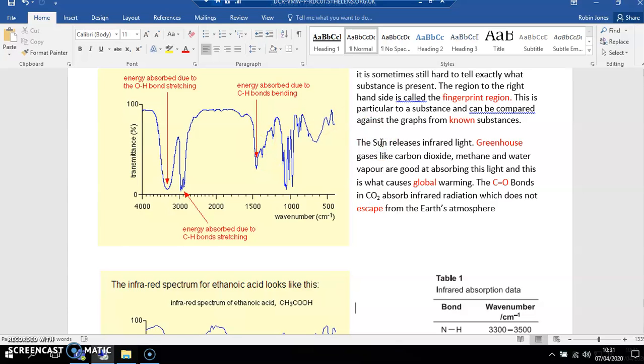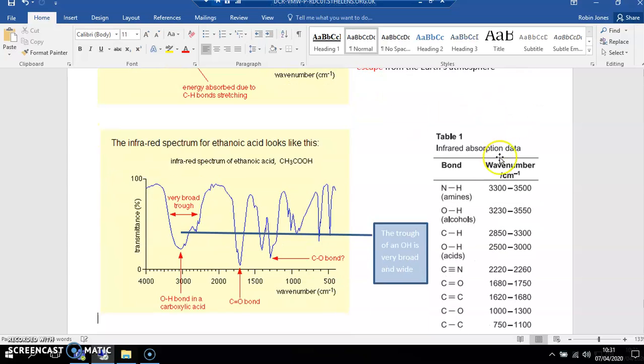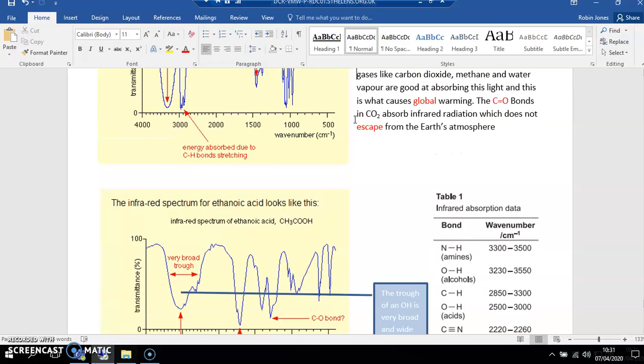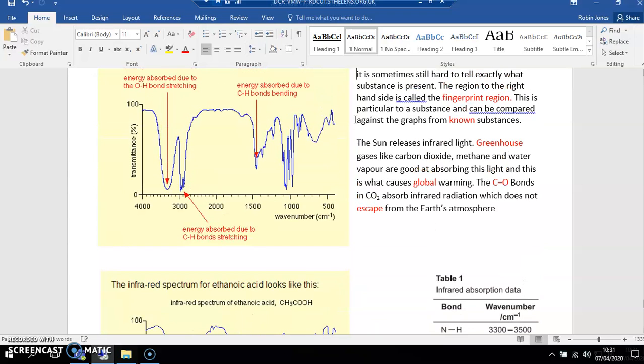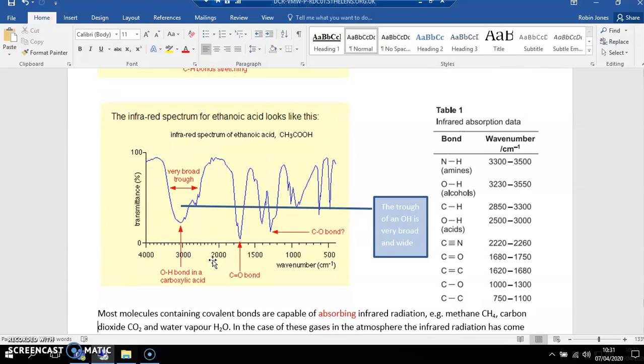Let's read it. OH alcohols, 3,230 to 3,550. Yes, it fits within that range. We reckoned our trough was around about 3,300 to 3,400. So it's definitely an alcohol trough. There's absorption happening as the OH bond stretches here, and it's a wide trough, so I suspect that means it's an alcohol.